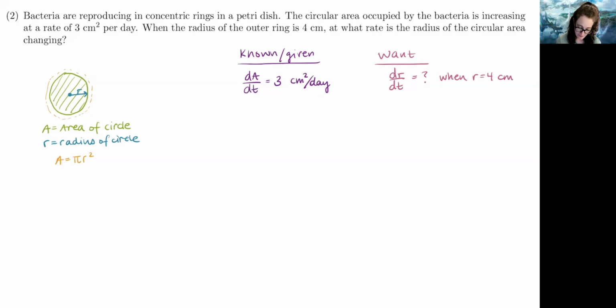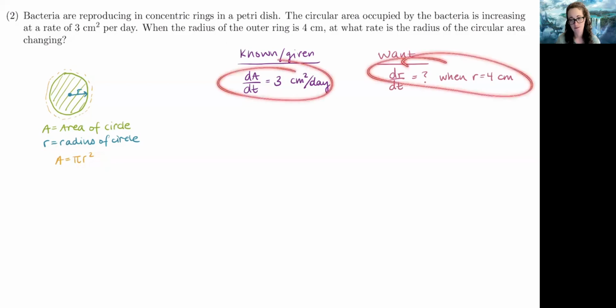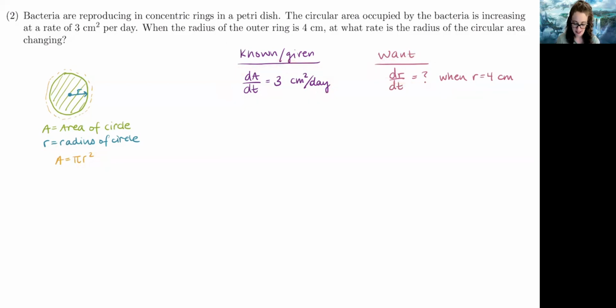Okay, so we've got our formula, A equals pi r squared, and we want to find the derivative of that now to get all of our rates involved. We need a formula that relates dA dt and dr dt. So we'll start with A equals pi r squared. Now we want to differentiate this with respect to time on both sides.